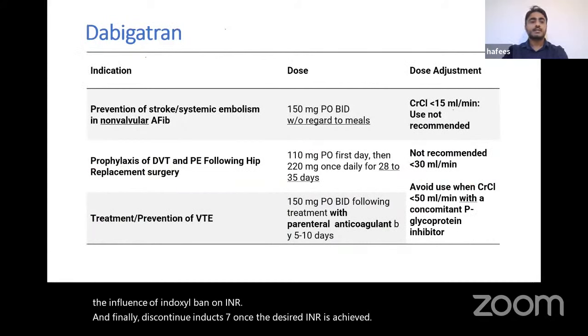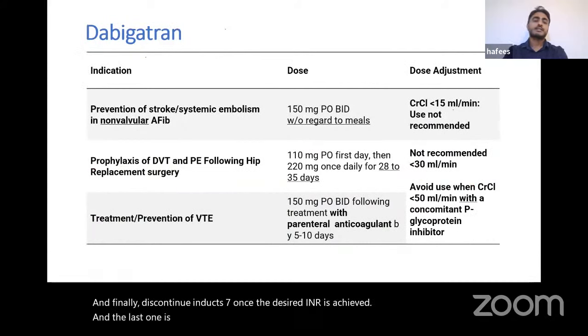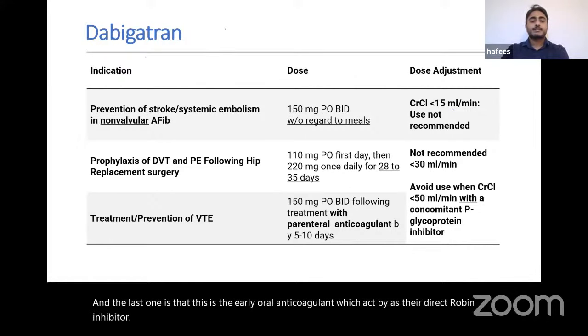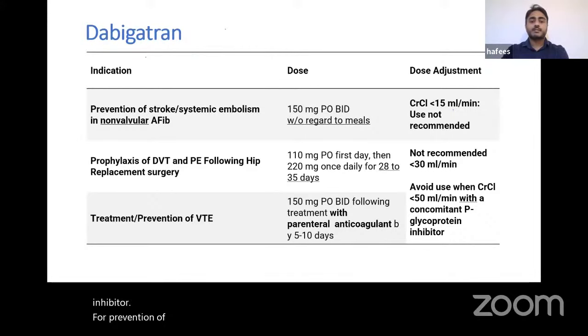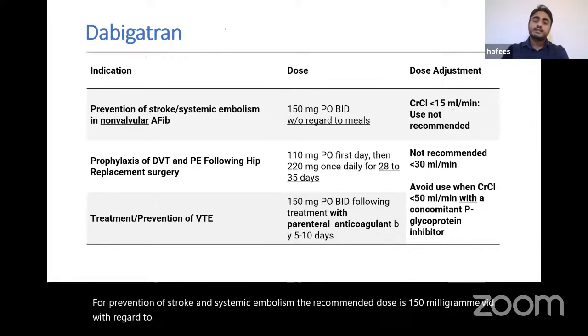And the last one is dabigatran. This is the only oral anticoagulant which acts as a direct thrombin inhibitor. For prevention of stroke and systemic embolism, the recommended dose is 150 milligram BID with regard to meals. If the creatinine clearance is less than 15, the use is not recommended.